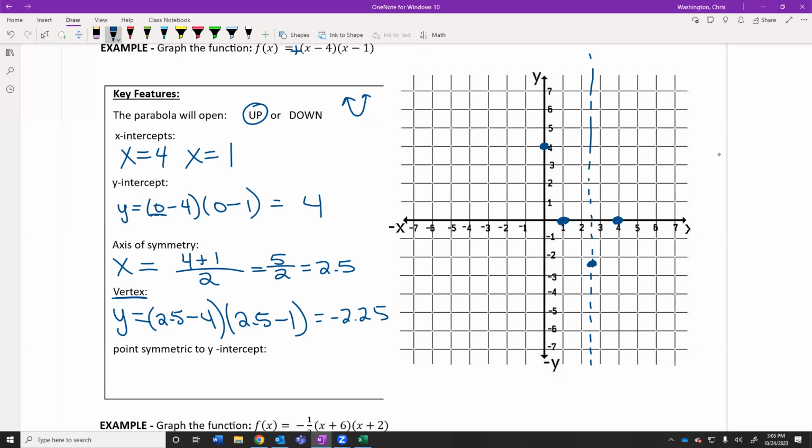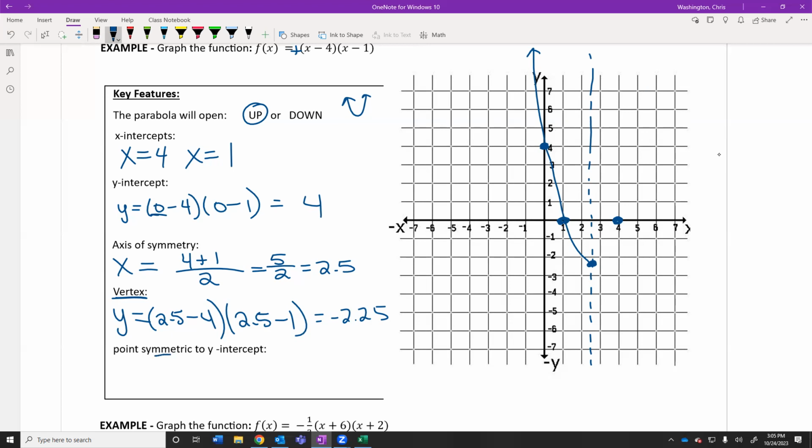So I know the left side's got to go through the vertex, through the x-intercept, through the y-intercept, and it's going to continue to go up. What about the right side though? See how there's only 1 point on the right and we had 2 points on the left? Well, guess what? We can add another point on the right.